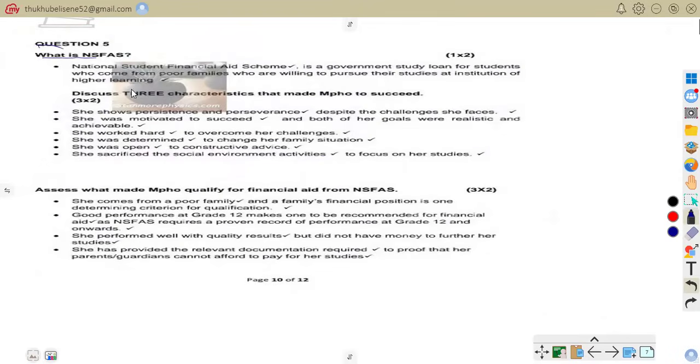Question 5. What is NSFAS? NSFAS is the National Student Financial Aid Scheme. It's a government study loan for students who come from poor families who are willing to pursue their studies at an institution of higher learning. Remember, Mpho got NSFAS after the matric. So as we have said, it means a learner who cannot afford university fees may receive NSFAS funding like Mpho. She received that because she was from a poor family. She could not afford the university fees. So now let us go to the second question and see what it wants us to do.